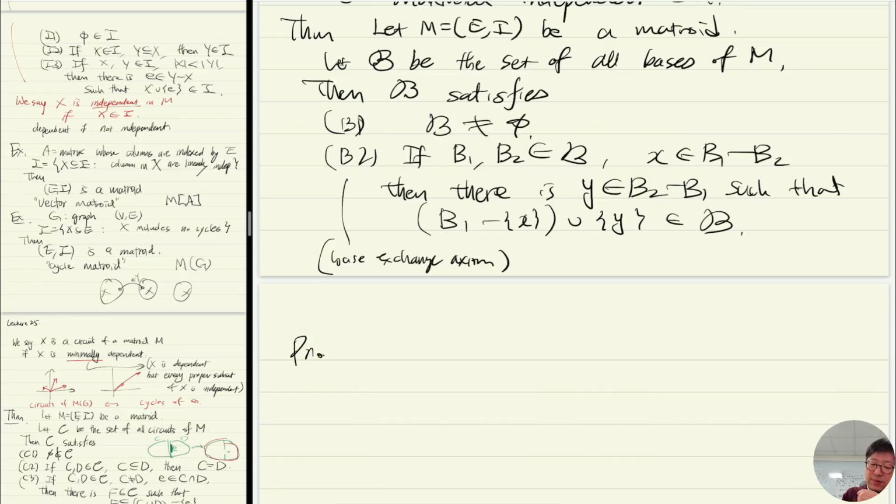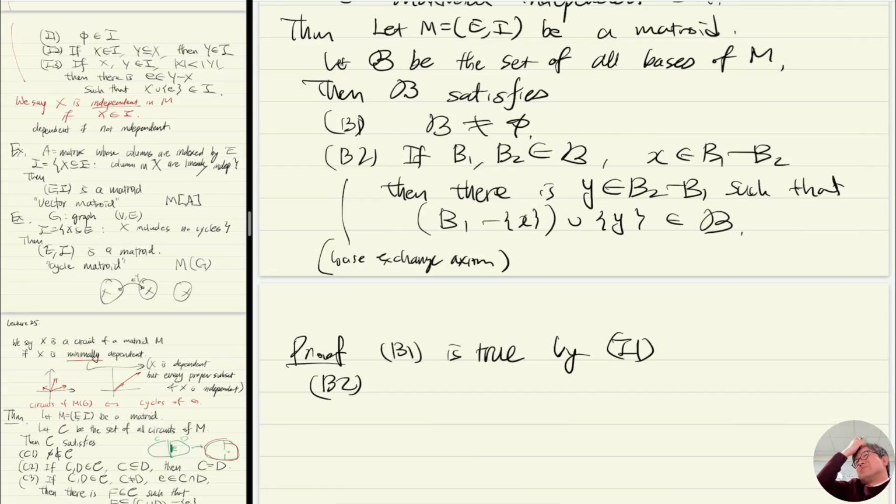So let's see why this is true. B1 is true by I1, that's trivial. How about B2? By I3, I know that the size of B1 is equal to the size of B2. So all maximal independent sets have the same size.